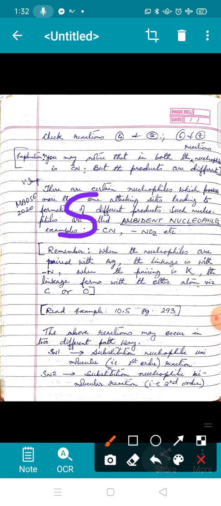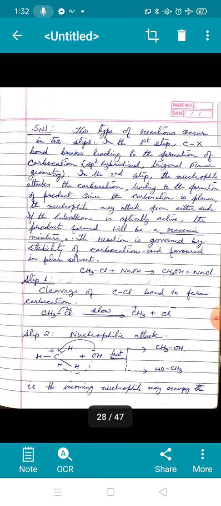So let us try to understand what is the SN1 and SN2 mechanism. The SN1 reaction occurs in two steps. In the first step, the carbon halogen bond breaks, leading to the formation of a carbocation, which will have sp2 hybridization and a trigonal planar geometry. In the second step, the nucleophile attacks the carbocation, leading to the formation of the product.